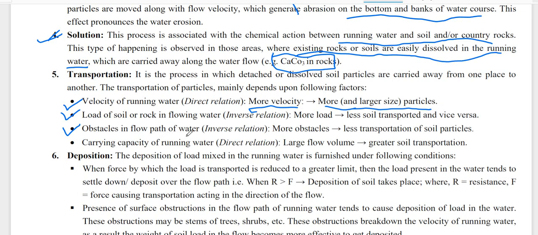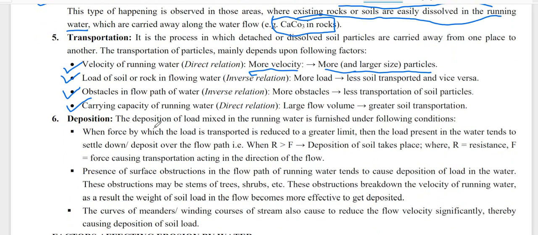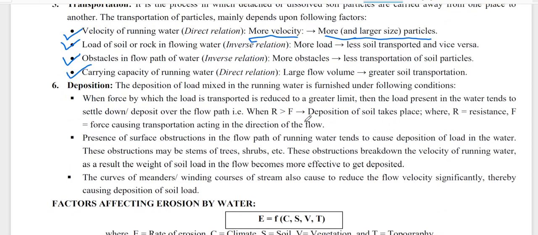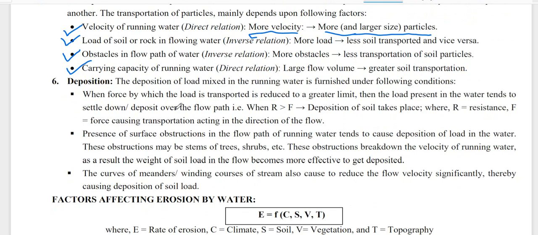Obstacles in the path: if obstacles come, then how will it be able to transport? It will be less transportation. If the carrying capacity of the running water increases, then greater transportation will occur. Deposition is simply the deposition of the load mixed in the running water. Whatever mixed soil is transported in the running water will be deposited. So how will it happen?